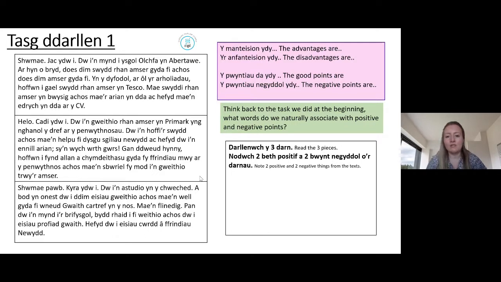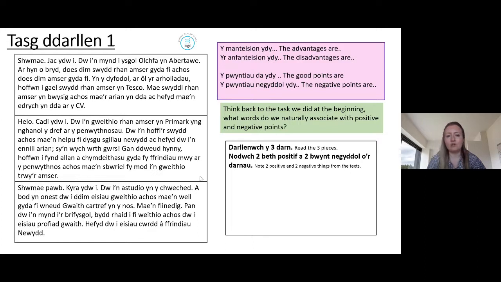So key phrases would be, remember that we say that dim or ddim or dwi ddim or does dim. Dim is associated with negative. Helpu insinuates helping, so that would be a positive thing. Another key phrase here would be dwi eisiau, I want to or I need to, okay, dwi angen, I need to. So those would be good for you if you're looking for positives. Think as well of the negative words that I said there, ofnadwy, sbwriel, wastraff amser.